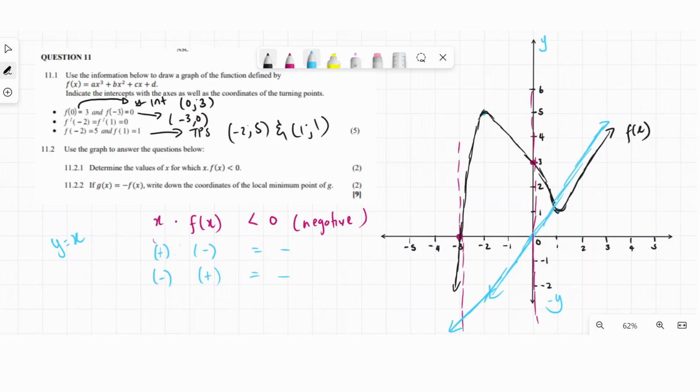So between negative infinity and negative 3, what do we see? Both graphs are negative, and a negative times a negative gives a positive, so we can't use that. But from negative 3 to 0, what do we see? f of x is going to be on the positive side, and y equals x is going to be on the negative side. So this range works for our condition, right?